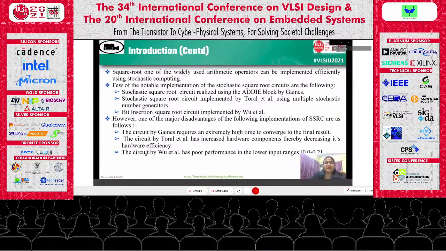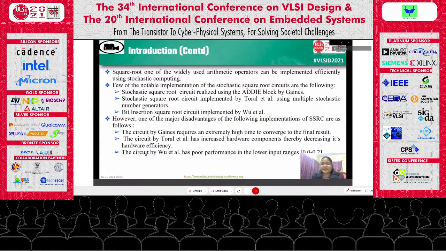Now, there are a few notable implementations of SSRC, and the first one accounts to the circuit that was realized by Gaines in 1969 using an ADDIE block. It is nothing but a counter with negative feedback to minimize the error between the square of the obtained square root value and the actual value of the number. One of the major disadvantages that this circuit faced was the slow convergence requiring multiple iterations to get to the square root value, which restricted its use in real-time applications.